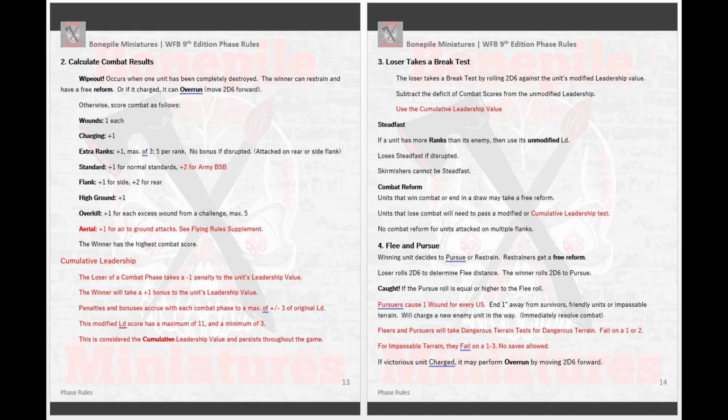So first of all, the Battle Standard Bearer now gives a +2 bonus for combat resolution instead of just 1. Now the normal standards still give a +1 to combat resolution, but now the BSB gives a little bit more bonus than the standard banners. Okay, and then I have another change that says a +1 bonus for aerial attacks.